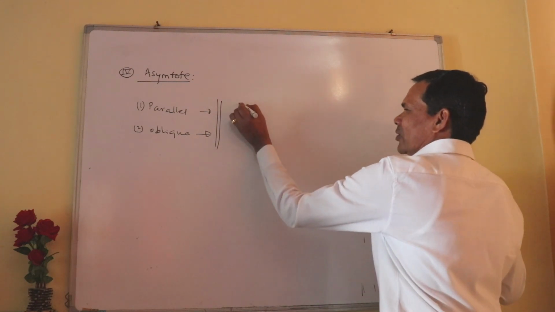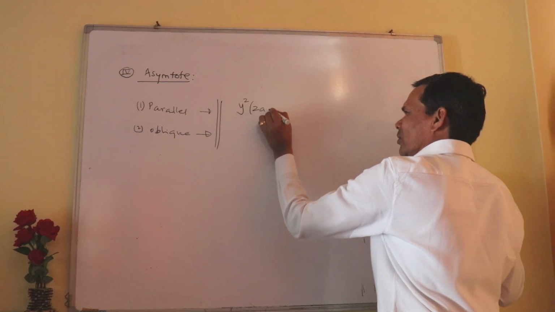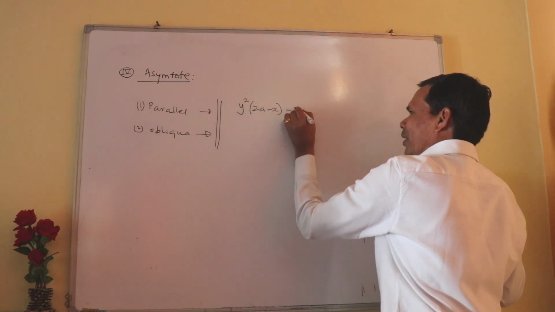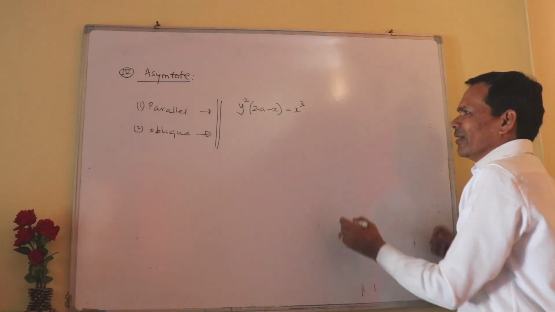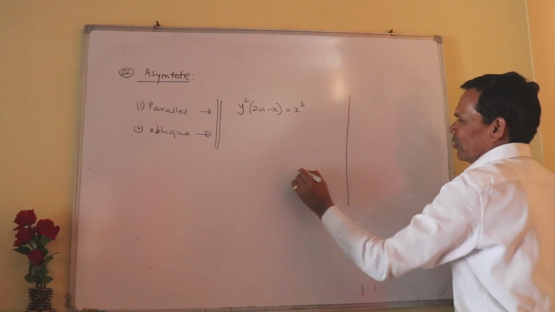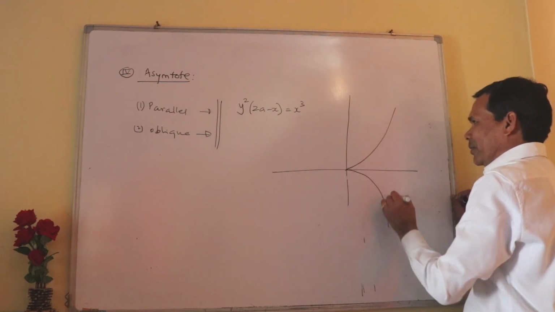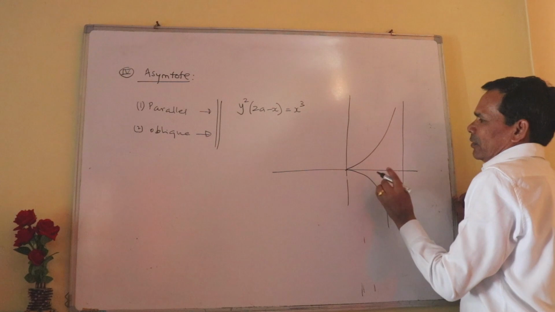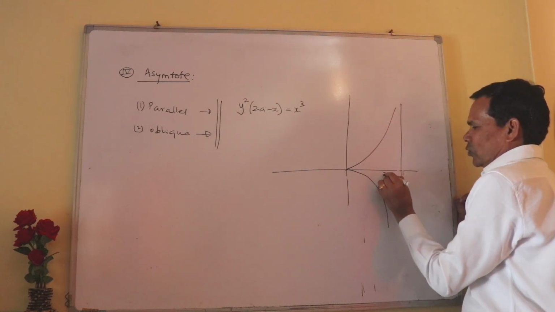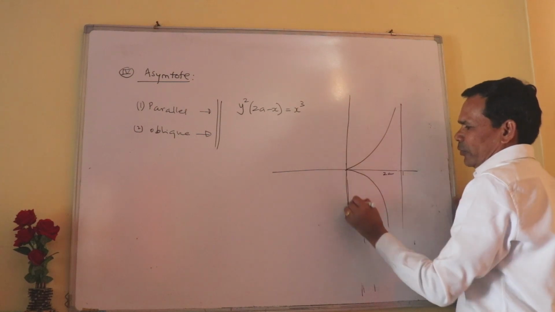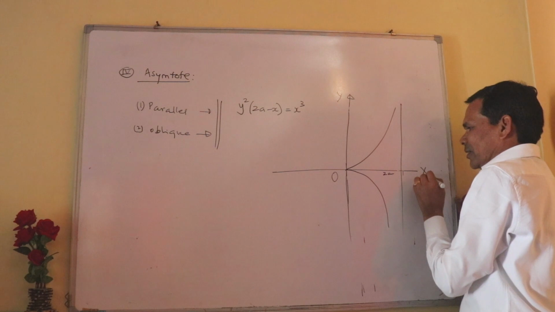Suppose I take the equation y square (2a minus x) equals x cube. I am talking about parallel asymptotes, and I know the shape of this particular curve would be like this. This is 2 times a. Now if you observe, this is the origin, this is the y-axis, and this is the x-axis.